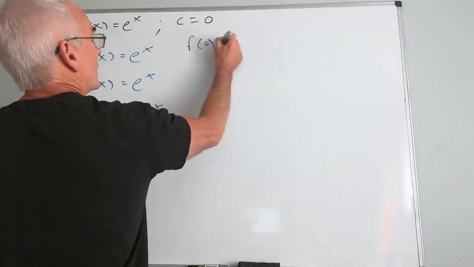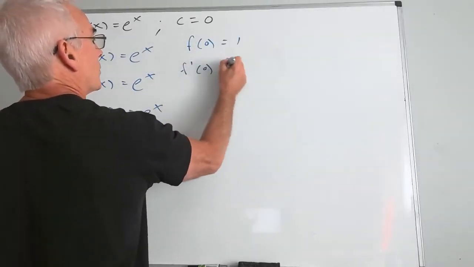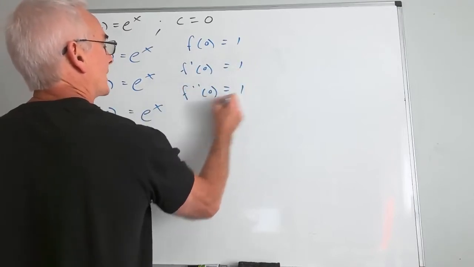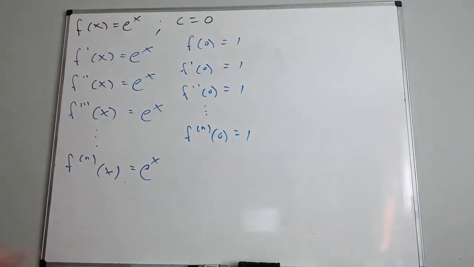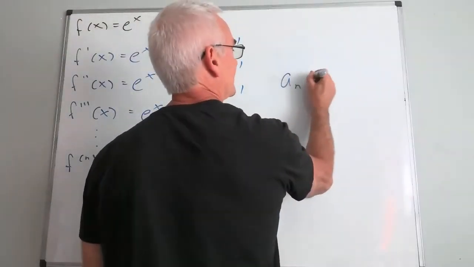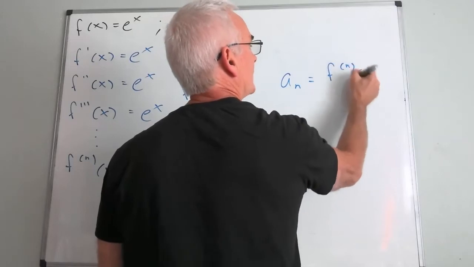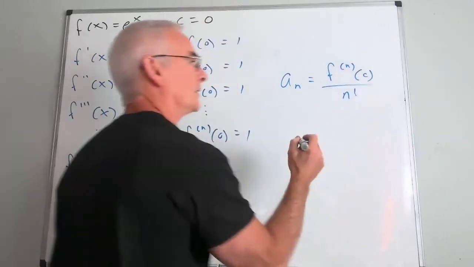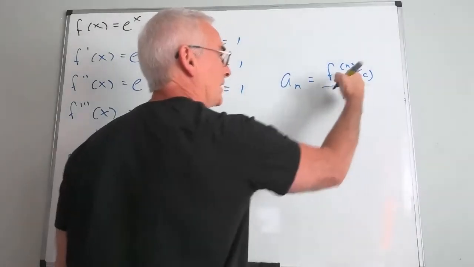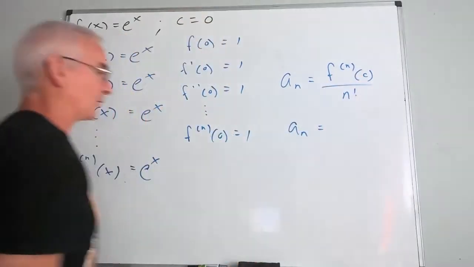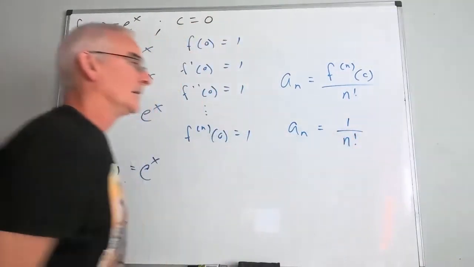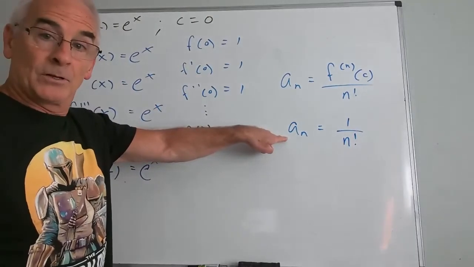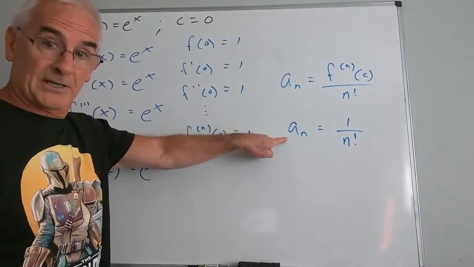So f of 0 is 1. f prime of 0 is 1. f double prime of 0 is 1. I think it's safe to say that the nth derivative evaluated at 0 is 1. Now, what did we just say a_n is in general? We said it's the nth derivative evaluated at c over n factorial. In this case, what's that going to be? The nth derivative evaluated at 0, we just said, was 1. So this is my general coefficient of every term in this particular power series.